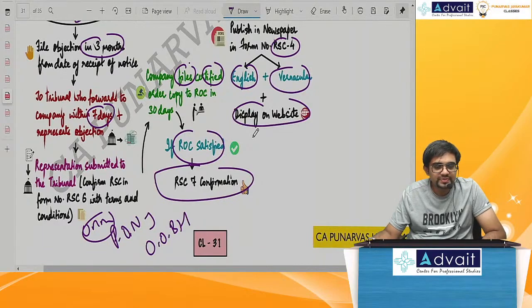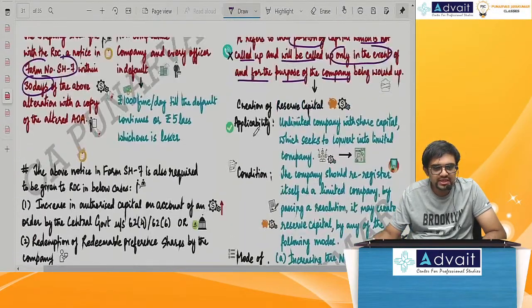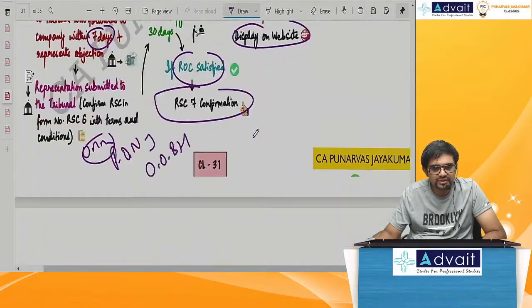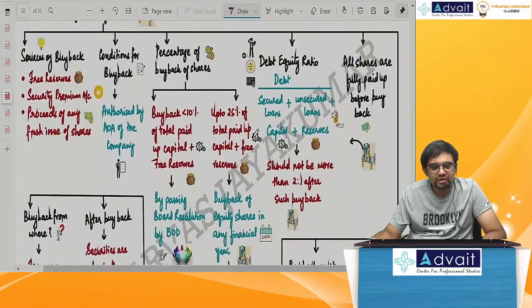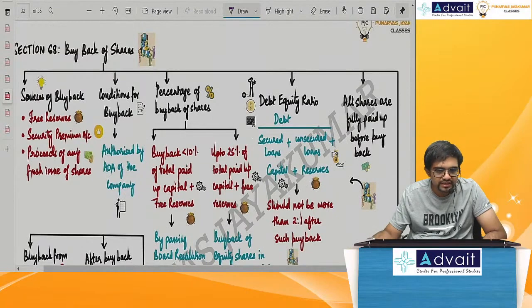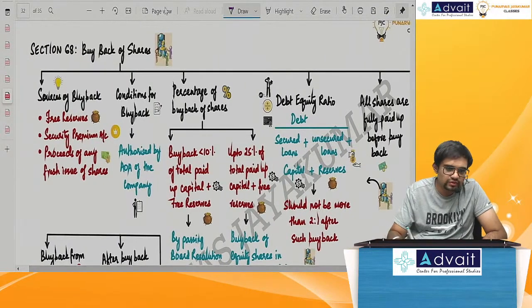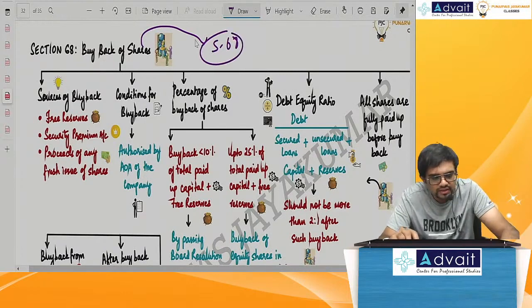What shares? Issued shares, paid up shares, and all those things. That is with respect to section 66, reduction of share capital. One more very, very important provision that they keep asking in the examination would be buyback of shares under section 68. Buyback provisions under section 68.